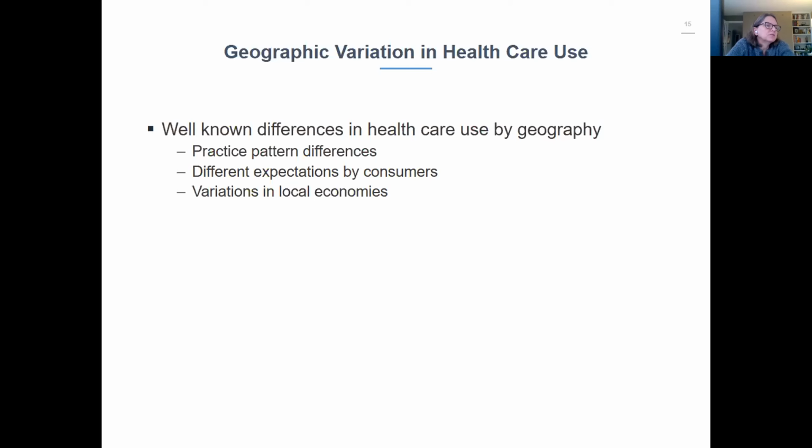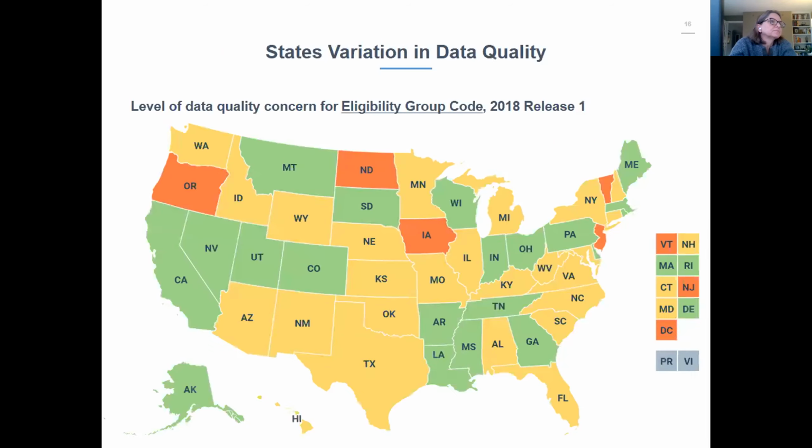And there are variations in local economies. In other words, health status and insurance benefits will affect healthcare use. So these are all stacked on top of everything else with the Medicaid program, and we need to take those into account when we analyze and think about what conclusions we can draw.